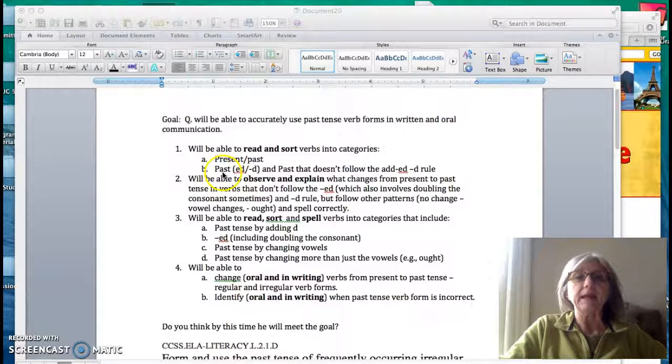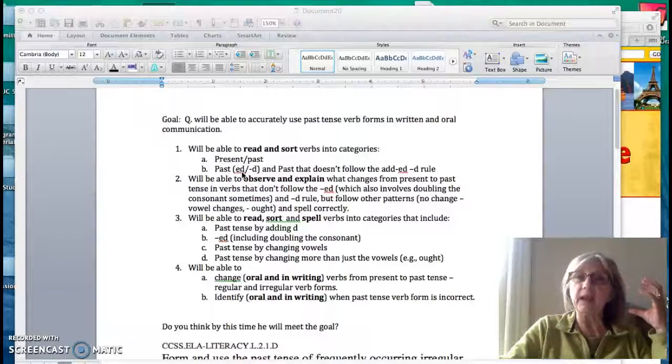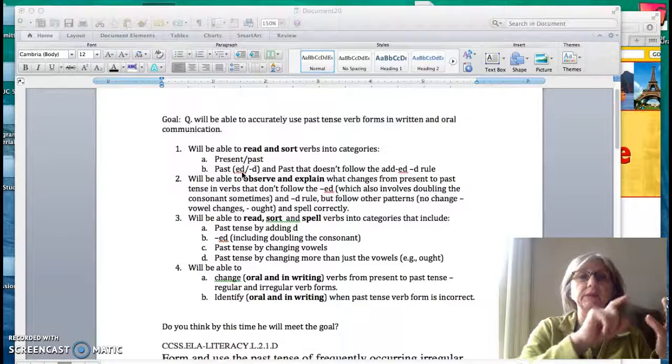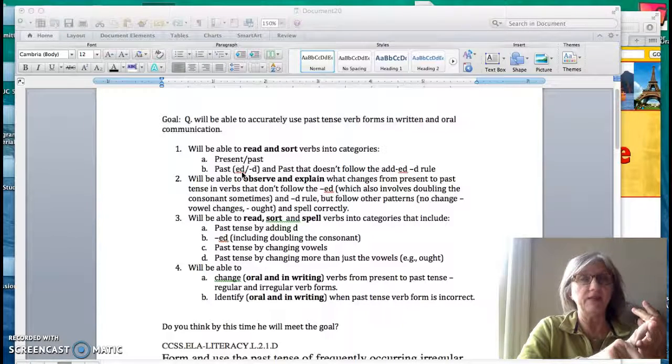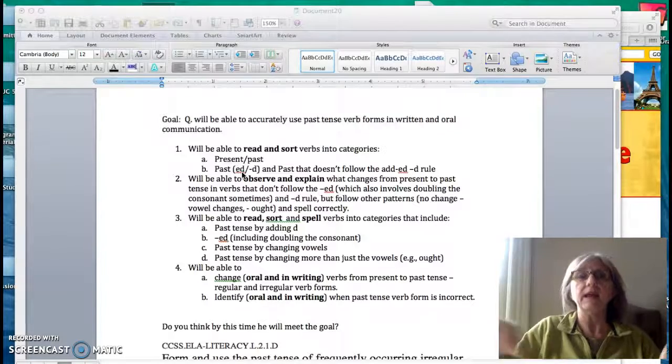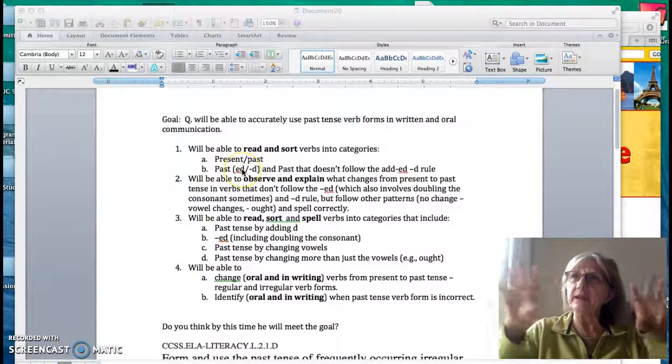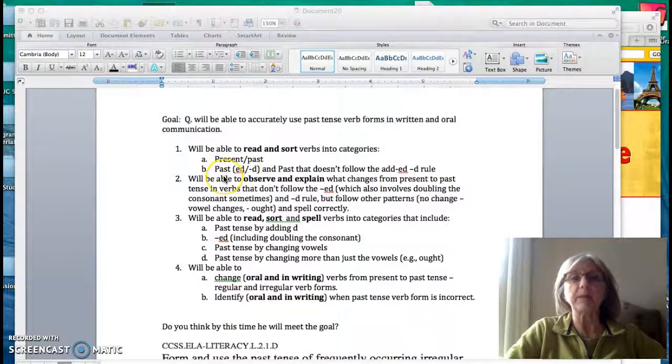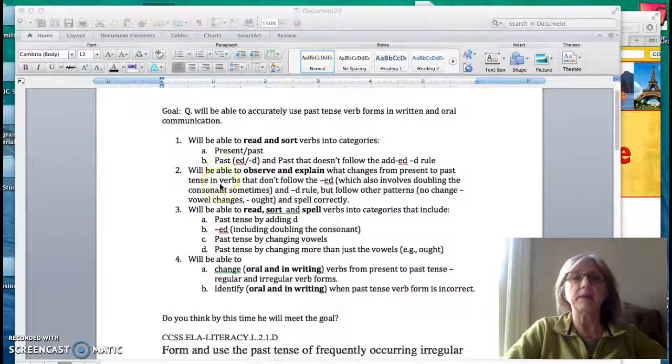And then the other is to read and sort past tense words that follow these regular rules, ed or d, and those are two different things, but that fits into a category, and then other. And that he recognizes that there are different things happening. You already kind of started that as well.